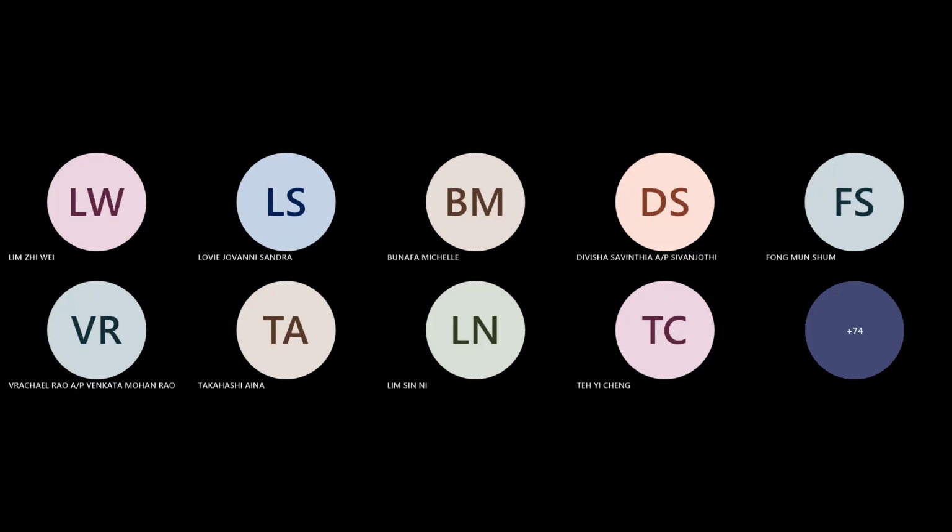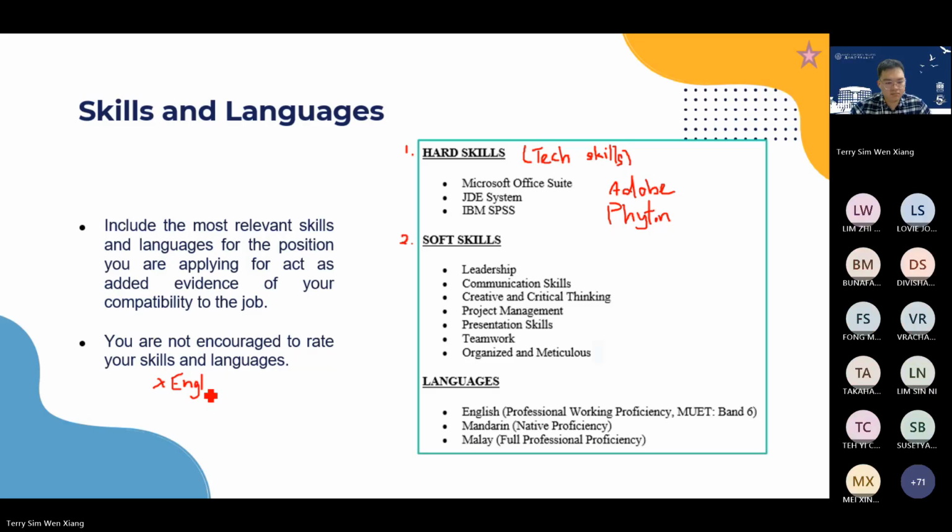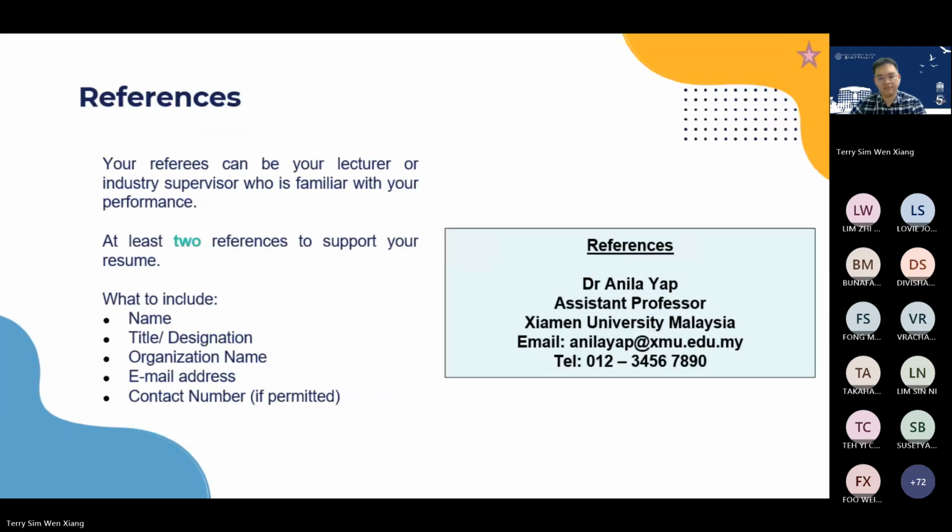Rating it, but you can describe what you're fluent in. For example, you should only describe English as professional working proficiency, or you are very fluent in it. Or, as well, for your Mandarin language, if you are native in it, then you can put native proficiency. And let's say for me, I'm a Malay, they can put native for Malay. So it really depends on how you want to describe your competency or your proficiency level. All right, so next up.